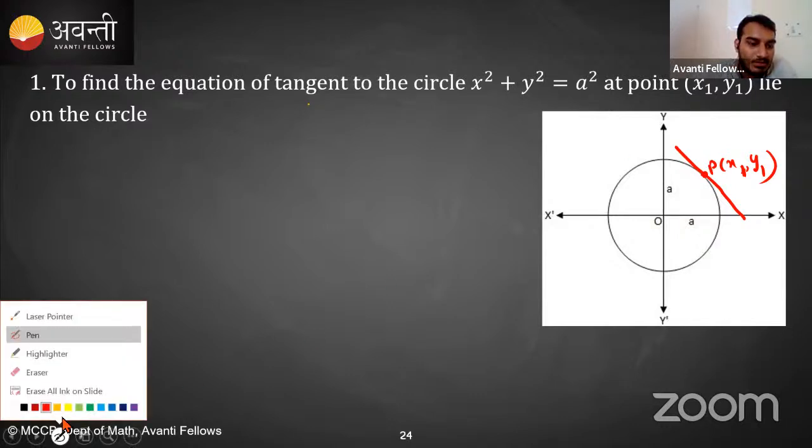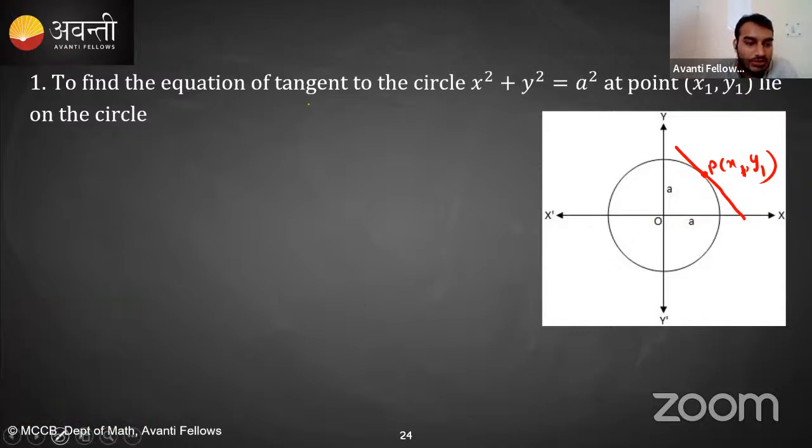Okay, so students, clearly this circle is x² + y² = a². So the center of the circle is (0, 0). Everybody knows this: if you draw the perpendicular from the center of the circle on the tangent, it will meet at this point only. Is that clear?